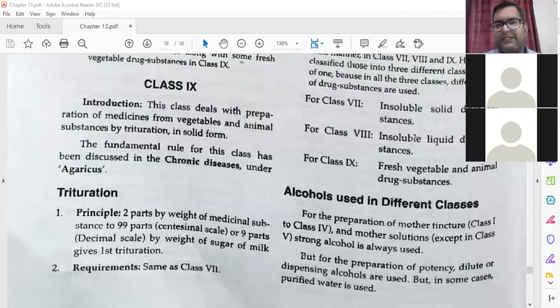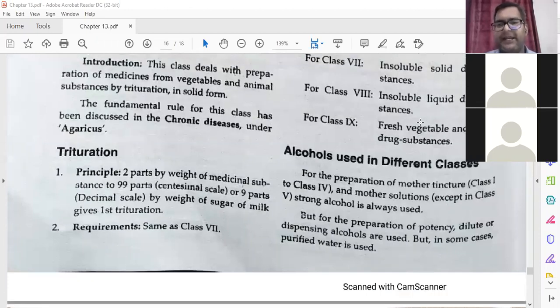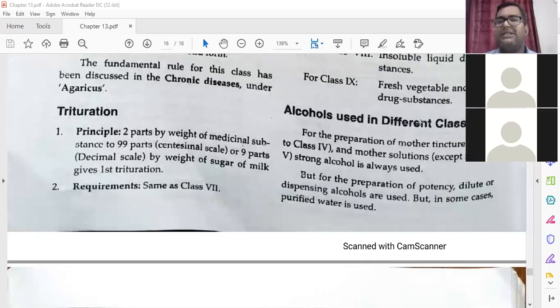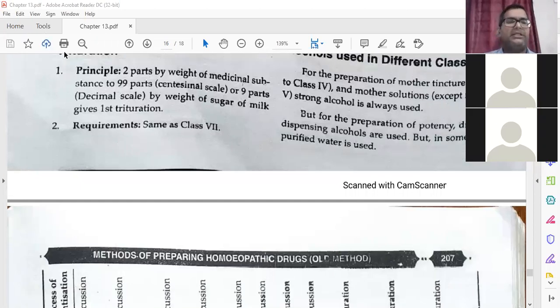For class 7, insoluble solid drug substances. For class 8, insoluble liquid drug substances. Class 9, fresh vegetable and animal substances. Alcohol is used in different classes. For the preparation of mother tincture, class 1 to class 4, and mother solution except in class 5, strong alcohol is always used. But for the preparation of potency, dilute and dispensing alcohols are used. But in some cases, purified water is used. So always when we are preparing potency, that is not a strong alcohol. That is dilute or dispensing alcohol. Remember it.